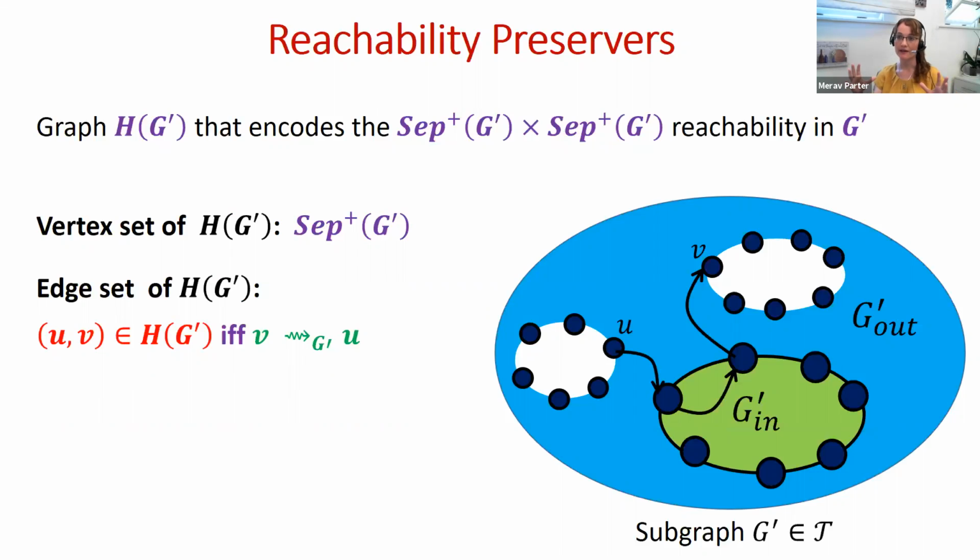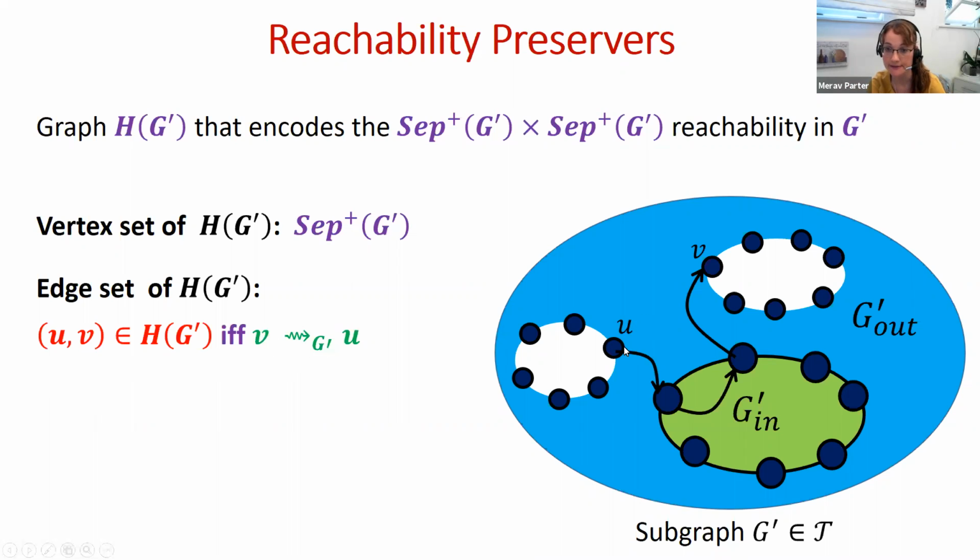We are going to look at a subgraph, G prime. It's one of the subgraphs that I get throughout the recursive procedure, okay? And the preserver H of G prime is a graph. It's not a subgraph, but rather a graph that encodes all the reachability relations between all the nodes in the extended separator set of G prime. Okay, the vertex set of this preserver is going to be just the SEP+ nodes, and I'm going to put an edge between u and v in this graph if and only if there is a path from u to v. So this is a typo, it should be from u to v in this graph.